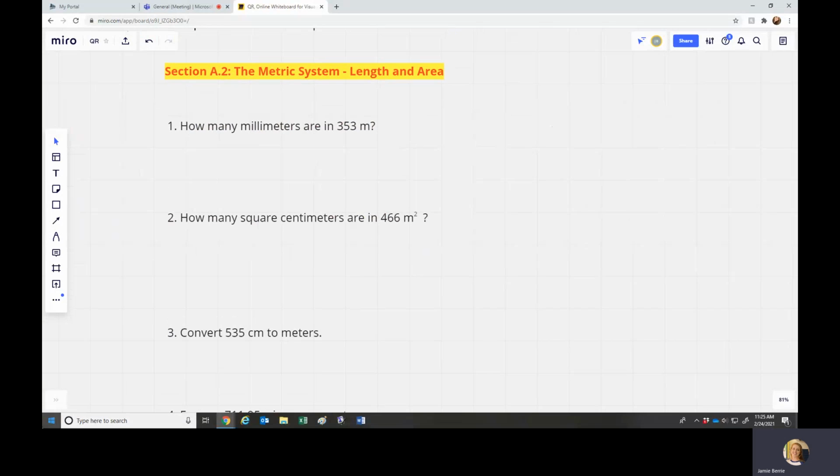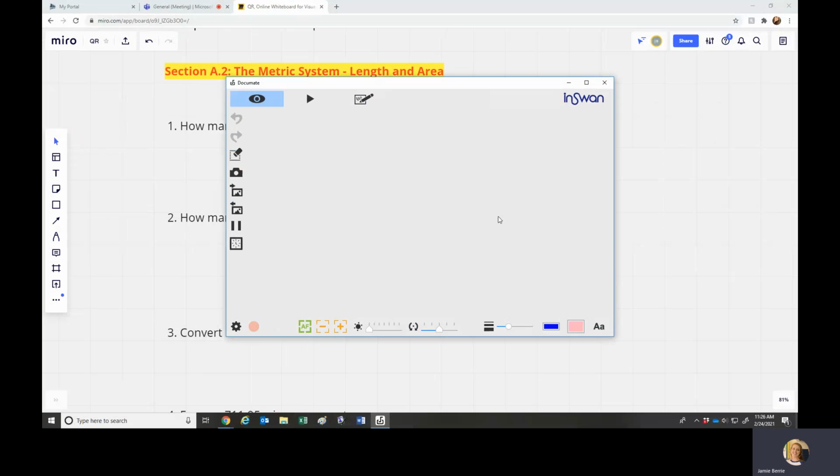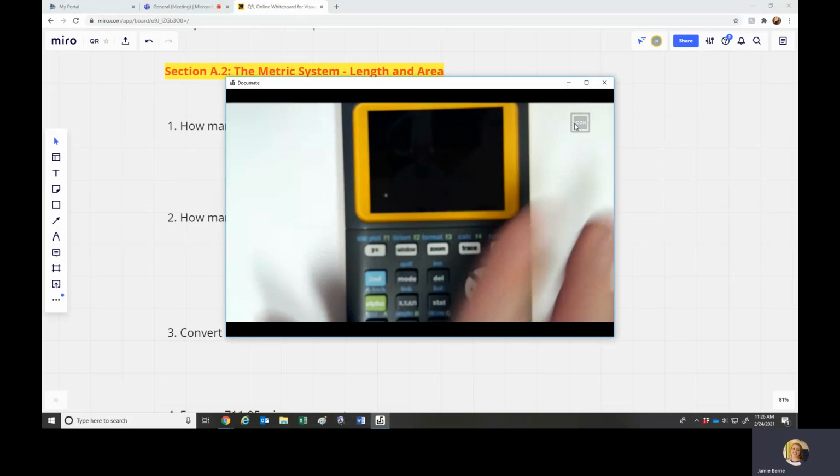You're going to need your calculator for this section, so go ahead and get your calculator out. I'm going to pull up my document camera so I can share my calculator with you guys so you can see what I'm typing in.